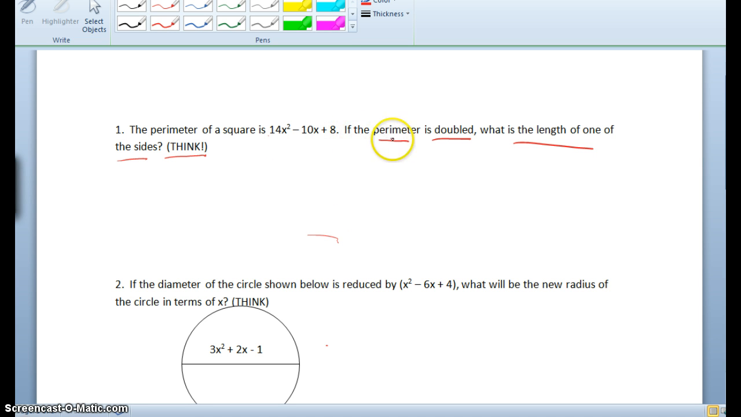Now, what we want to do is double the perimeter. And once we double it, then we have to find the length of one side. So if this is the perimeter and we're going to double it, all we've got to do is multiply it by 2.